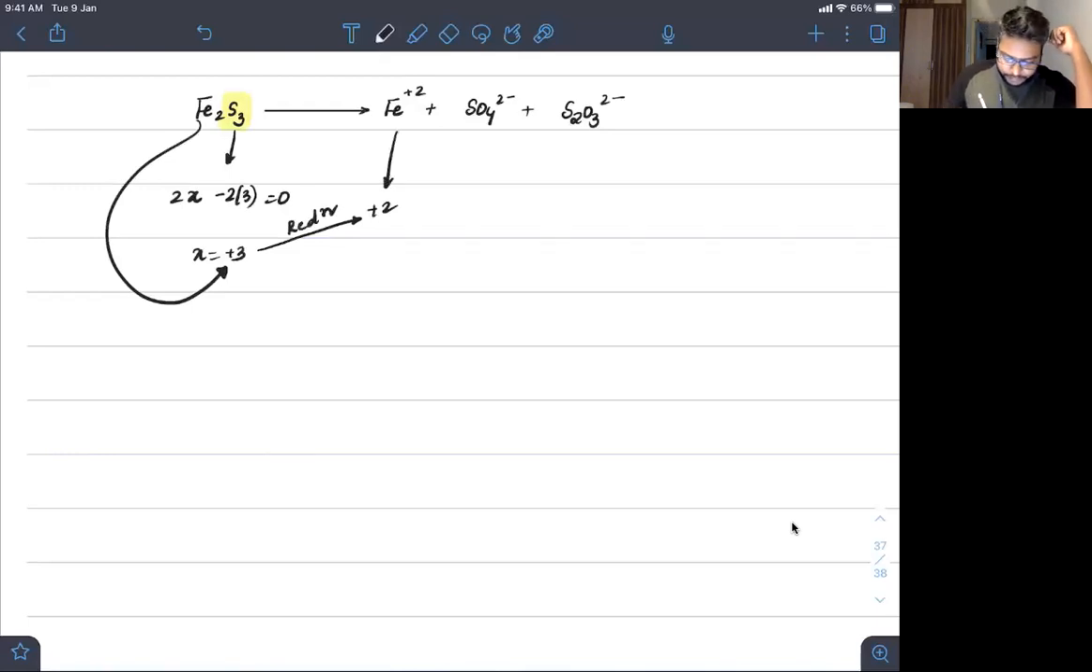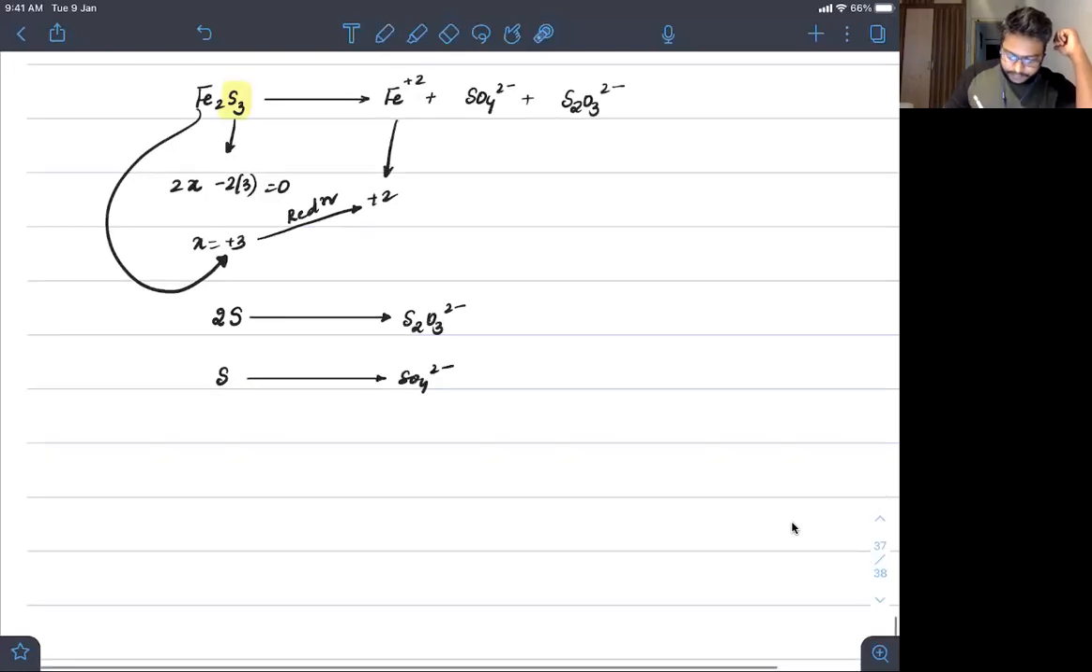Now coming to sulfur, there are 3 sulfurs, out of which 2 sulfurs are changing to S2O3 2-, and 1 sulfur is changing to SO4 2-. And every sulfur here on the left hand side has -2 charge.